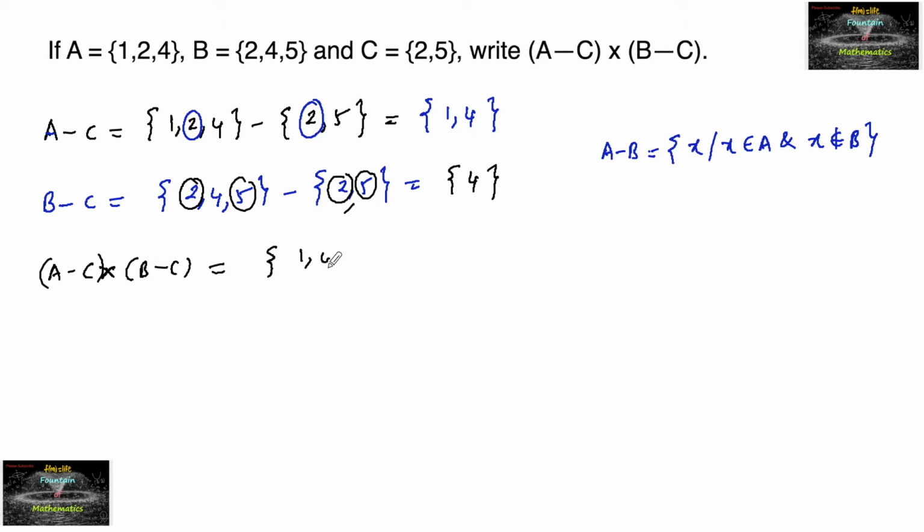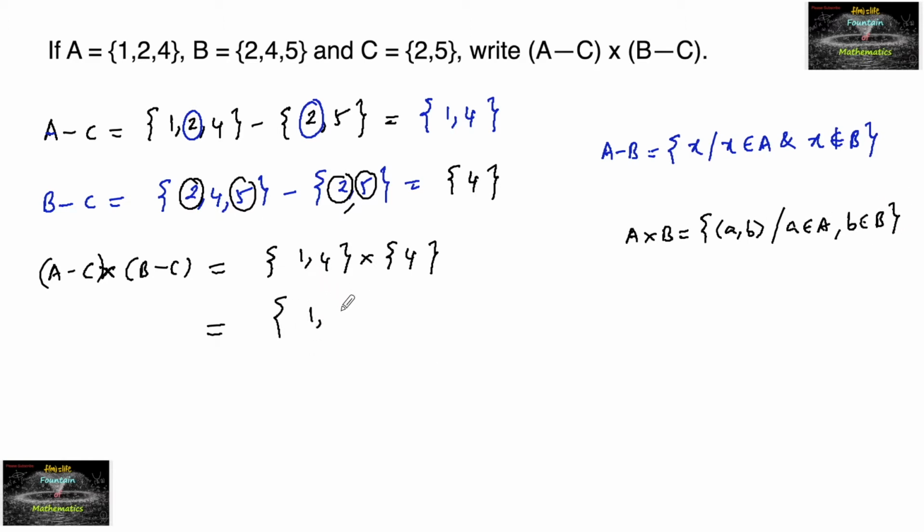a set {1, 4} cross {4}. So which can be taken as ordered pairs, since A cross B is equal to, we'll consider the ordered pairs (a, b) such that the first element belongs to the first set and the second element must belong to the second set. So we can take the ordered pairs, the first element 1, second element 4, and again we can consider the first element from the first set, 4, and the second element from the second set. So only these are the two ordered pairs which are possible in (A minus C) cross (B minus C).